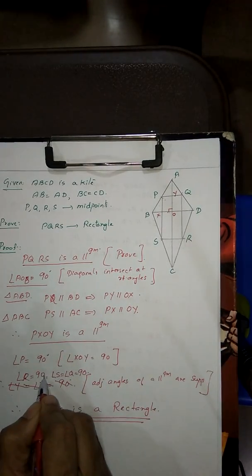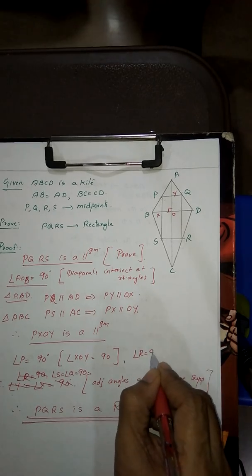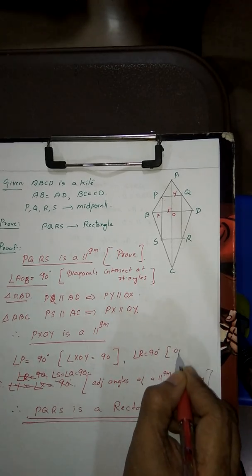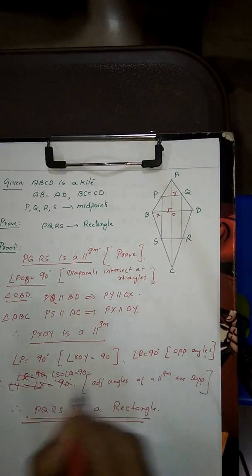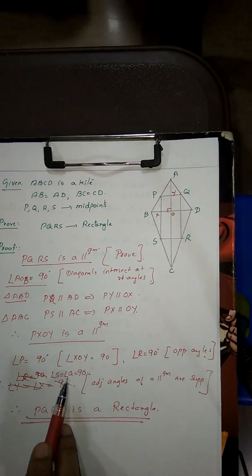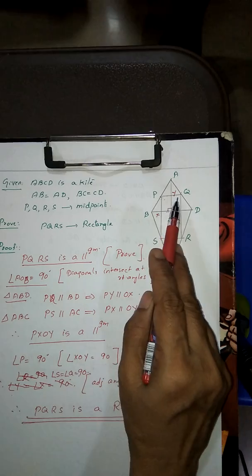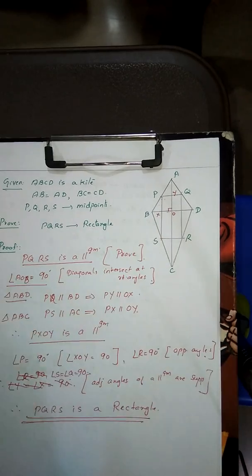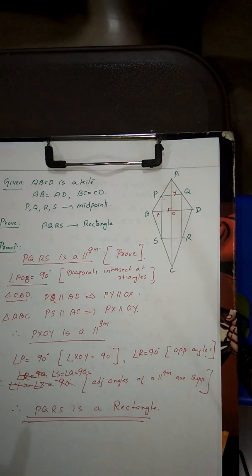We have to write angle R is equal to 90. For that I'll write it over here. Angle R is equal to 90 degrees, opposite angles of a parallelogram. Then S equal to Q equal to 90 degrees, because they are adjacent angles. In a parallelogram, adjacent angles are supplementary, 180 degrees. So therefore PQRS is a rectangle.